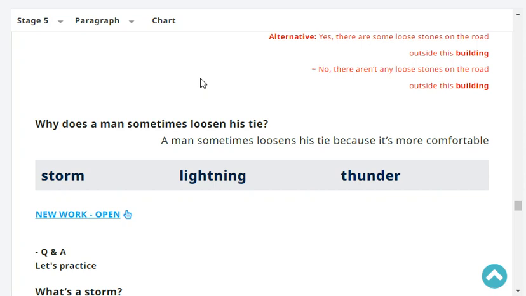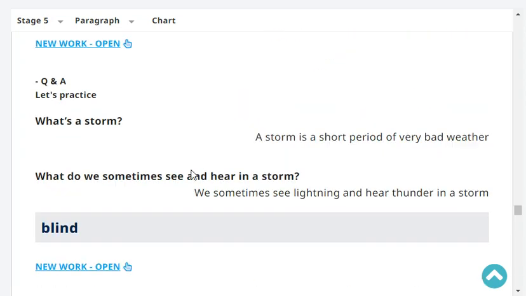Why does a man sometimes loosen his tie? A man sometimes loosens his tie because it's more comfortable. Very good.